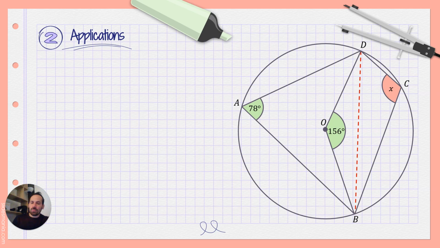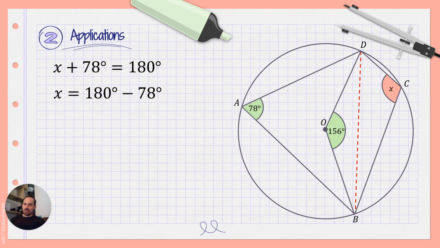Now we can use the fact that opposite angles in a cyclic quadrilateral add up to 180. So 78 plus the x must equal 180. That allows us to work out what x is going to be, which is 102. Alternatively, you could have seen that this other angle here at the center is going to be 204 because it has to add up to 360 in total.